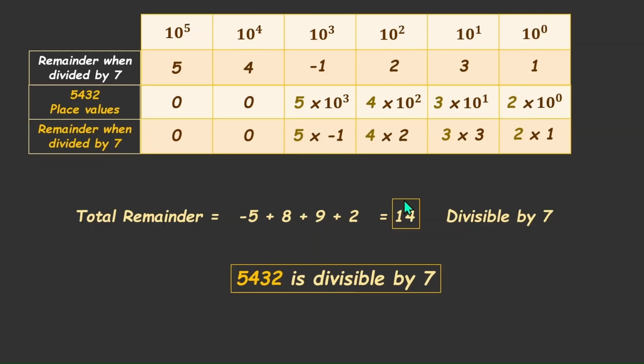So if we had got the remainder as 0 or any multiple of 7, we could say that the number would be divisible by 7. So this is always a neat trick that you can use whenever we have to find whether a number is divisible by 7 or any other number for that matter. So that was all about it.